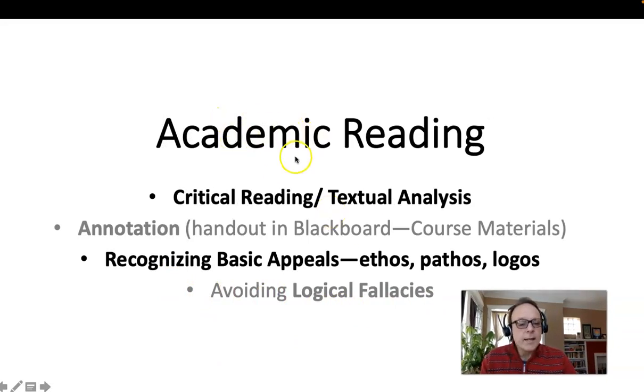All of this falls under the heading of academic reading, things that we do in reading. And so for the basic appeals, when you're reading somebody else's work, you may be thinking, how are they trying to persuade me? And noticing that can really make you a better reader and able to comprehend and understand more as you read. This critical reading part also is part of that as well.